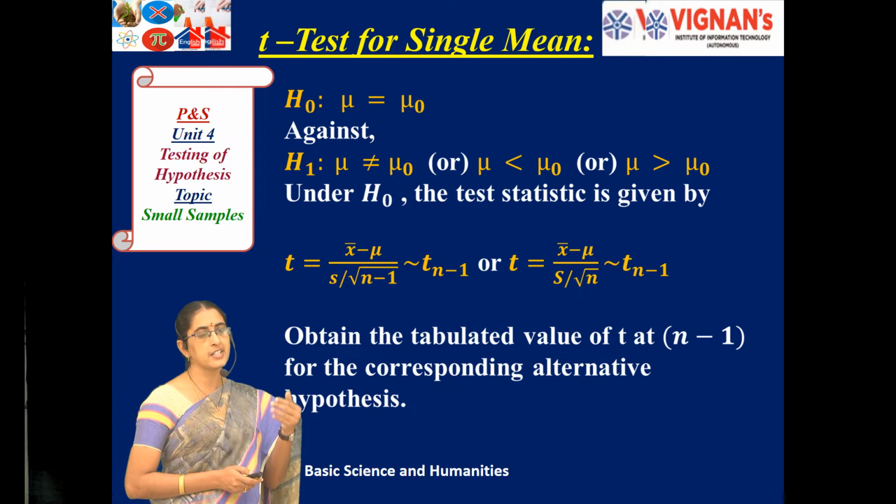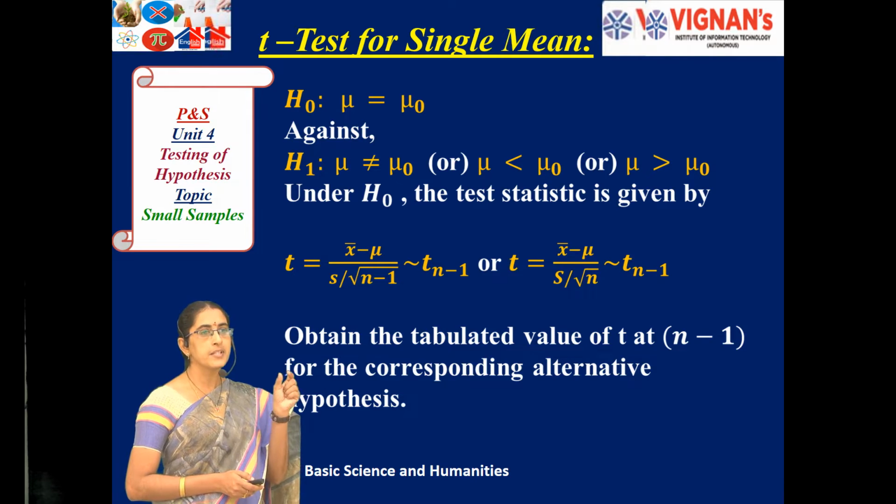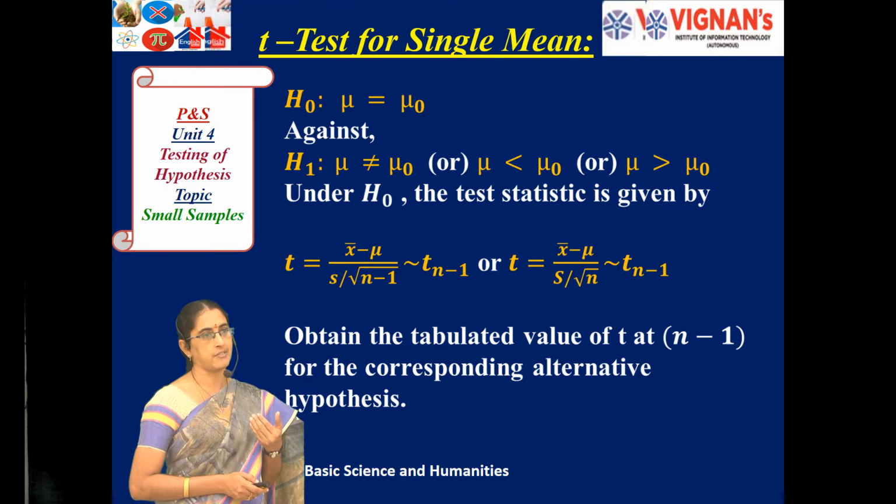That means we have to divide it by 2. And if the alternative hypothesis is two-tailed for 1%, then we have to look at the table value at 0.005. That means 0.01 divided by 2 we have to take here.